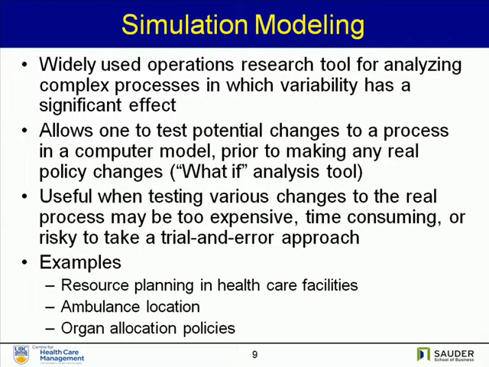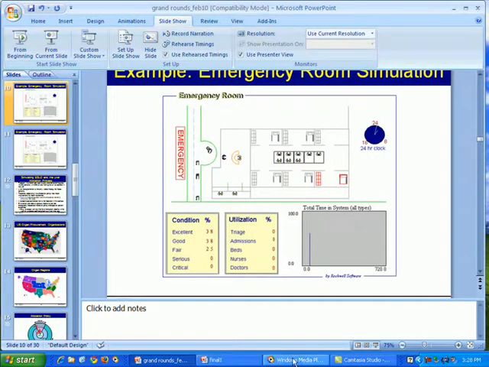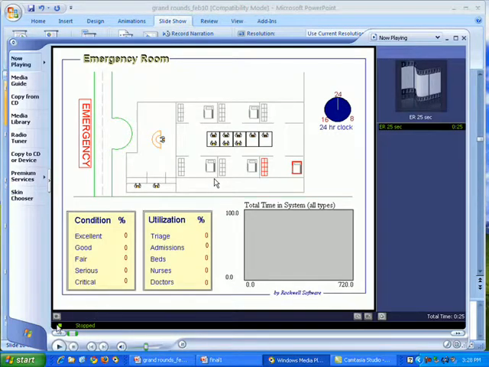and organ allocation policies. So let me just jump to this to give you a flavor of a classic type of simulation is that of an emergency room, okay, where you simulate the random arrival of different types of patients to the emergency room.